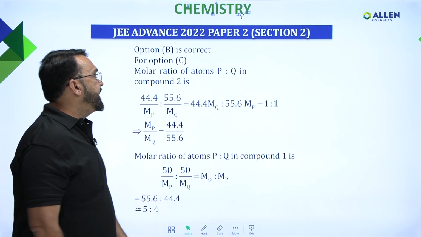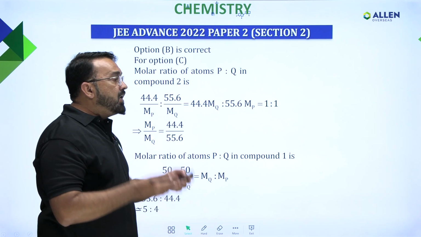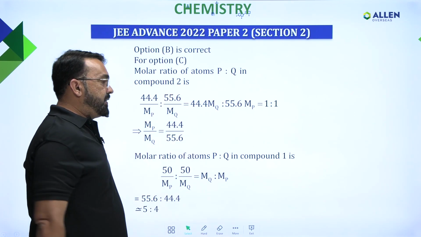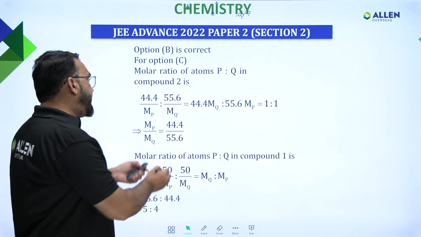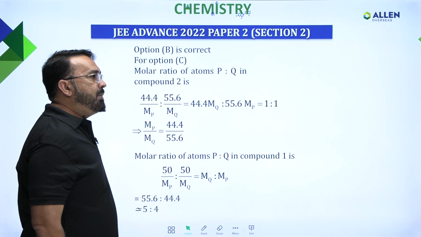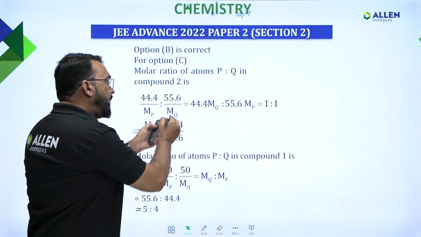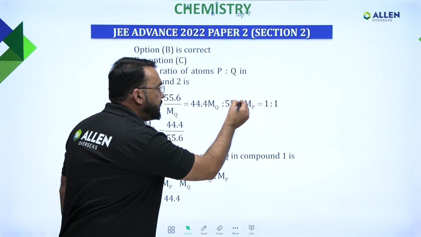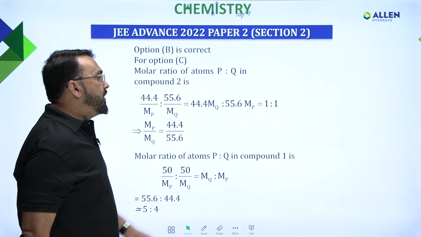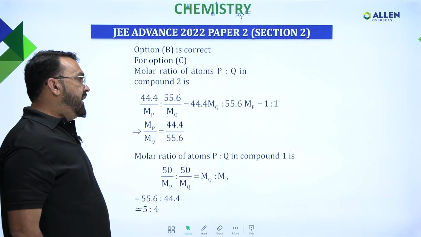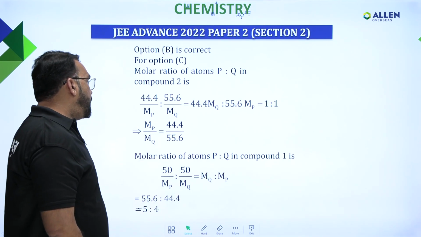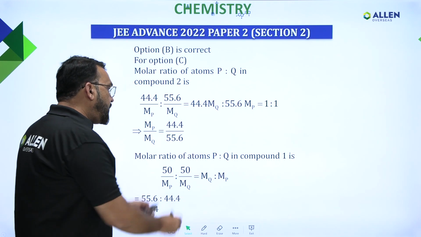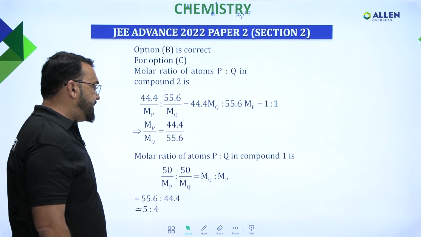Now let us understand option C. To understand option C, we consider the molar ratios of atoms P is to Q in the compound 2. Again taking the molar ratios, we are taking 44.4 divided by atomic mass MP is to 55.6 upon MQ. So on simplification, you'll get 44.4 MQ is to 55.6 MP, that is equal to 1:1. Yes, the ratio is equal to 1:1. Therefore, we can say that MP upon MQ is equal to what? Equal to 44.4 upon 55.6.